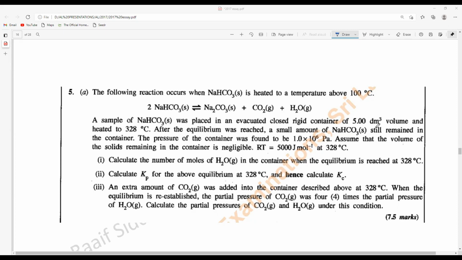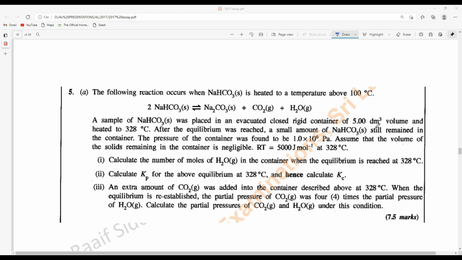Is this balanced? Yes, they have given the balanced equation. And after the equilibrium was reached, a small amount of sodium bicarbonate still remains. So no problem in that. The pressure of the container was found to be 10 to the power 6. So PT is given, that is 10 to the power 6 Pascal. And assume that the volume of the solid, the remaining amount of sodium bicarbonate that is going to remain here, they are telling to neglect this volume.